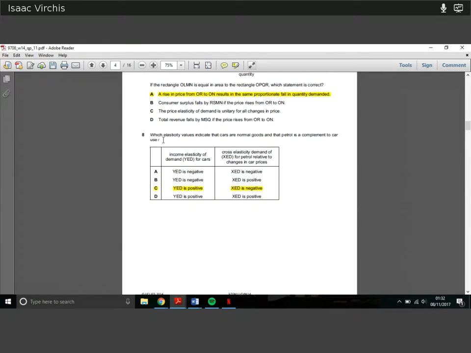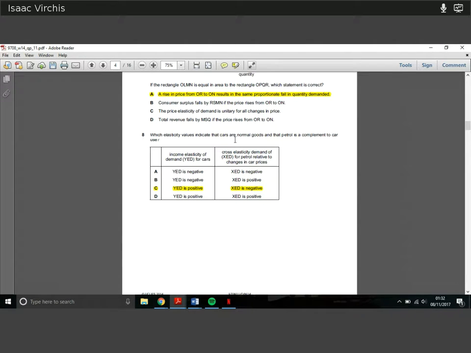Question eight, which elasticity value indicates the cars are normal goods? So what is a normal good? Well, it's one where when incomes increase, demand for it increases, as we expect, hence they're called normal goods. So we're looking for a positive income elasticity of demand there. They move in the same direction.